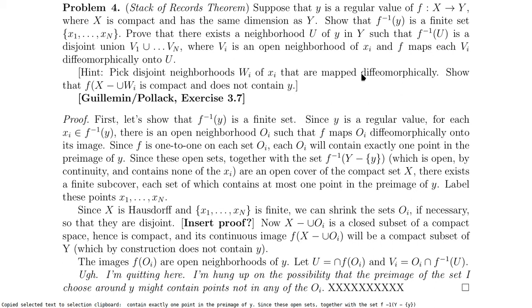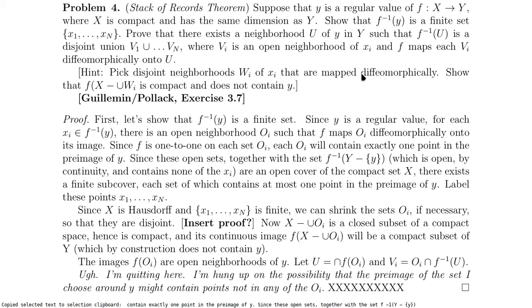Now I believe that F of that set is compact, because if I take X minus the union of the WIs, then that's a closed set, since the W's are open. And a closed subset of a compact set is compact. So X minus the union is compact, and then the image of a compact set is compact. Then I believe it doesn't contain Y, because the pre-image of Y is contained in the union of the WIs. So now what?